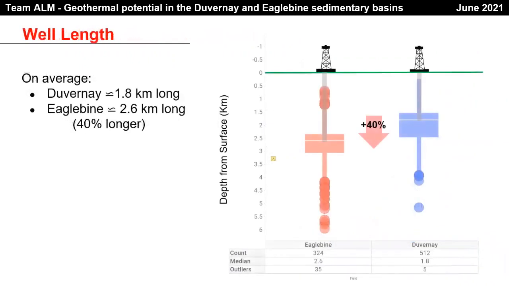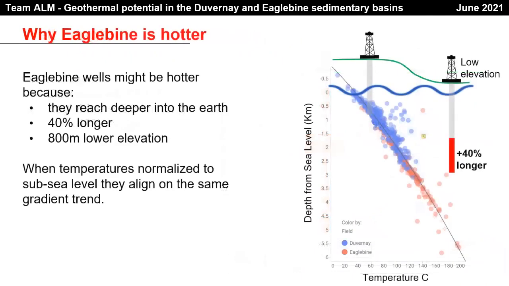Secondly, we observed that Eaglebine wells tend to be 40% longer than Duvernays. Combining these two observations, we hypothesized Eaglebine wells might be hotter because they reach deeper into the earth. They are 40% longer and they benefit from having 800 meters lower ground elevation. When temperatures are normalized to the sub-sea levels of the wells, the gradients now align on the same trend.